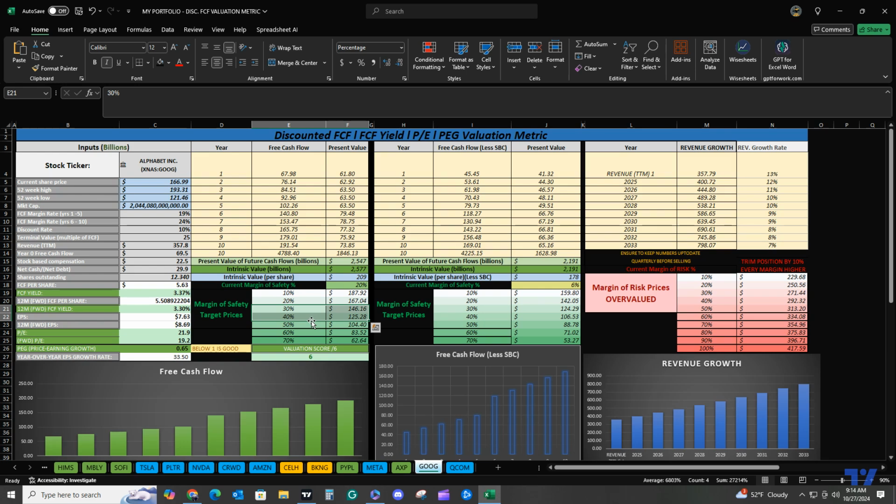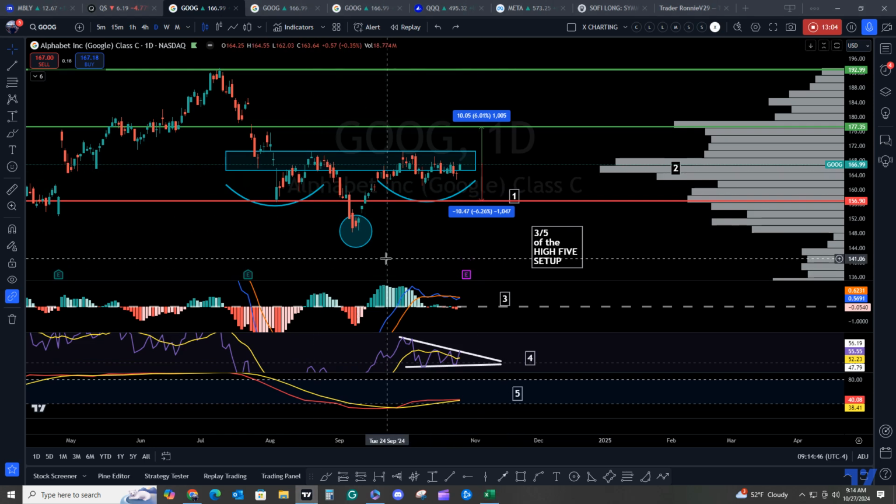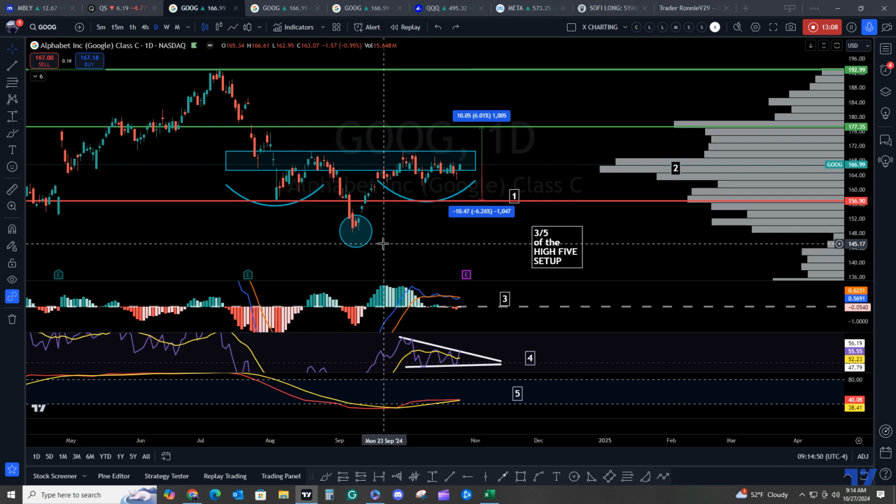So I'm honestly, again, not playing it on a trading standpoint. I'm honestly hoping for a dip down in Google so I could buy them for 30 to 40% margin of safety, because I just think this company, it's worth $209, and it's going to be worth a whole lot more in the future. So that's my high five setup, and that's my valuation metric tool looking at Google.